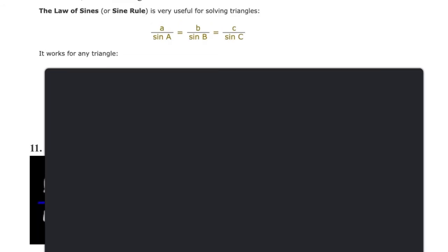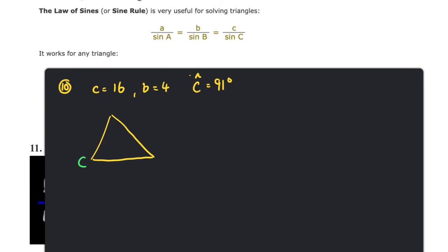So question 10, similar type of problem. We've got c equals 16, b equals 4, and angle C equals 91 degrees. That little hat is the angle sign. So we do a little diagram here. We don't have to, of course, but let's just do it anyways. 91 degrees for that. The opposite side is 16. And we're asked to find angle B, I think. And angle B is there. And we know that that is 4.